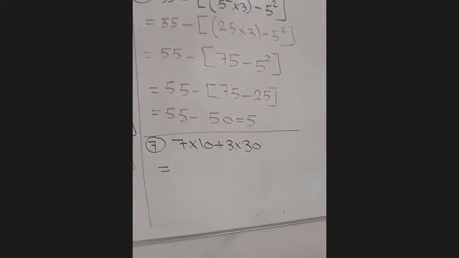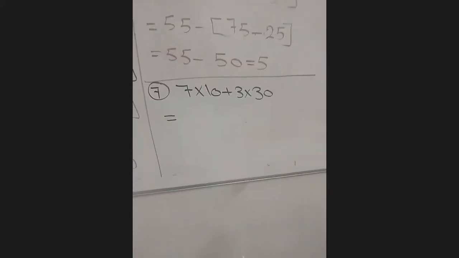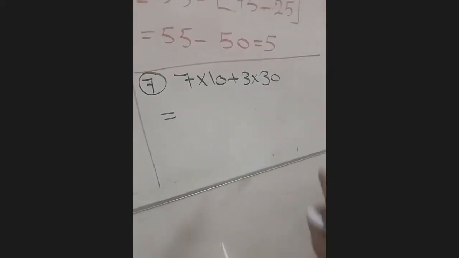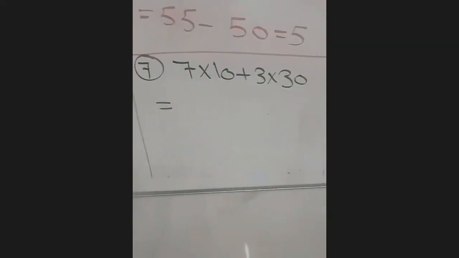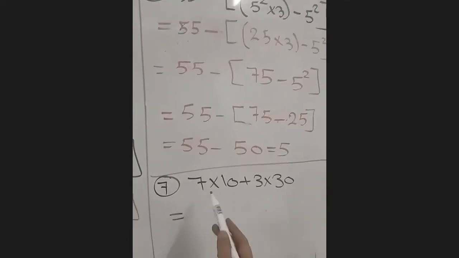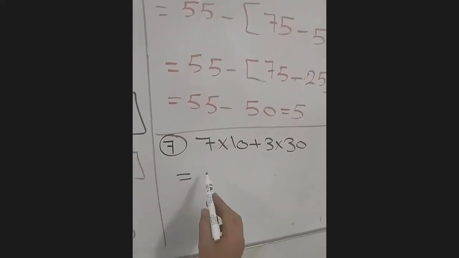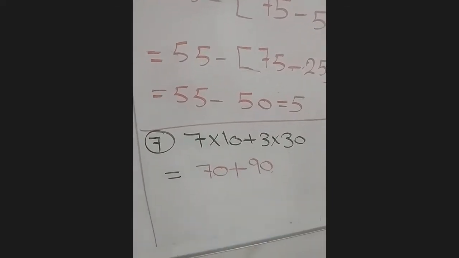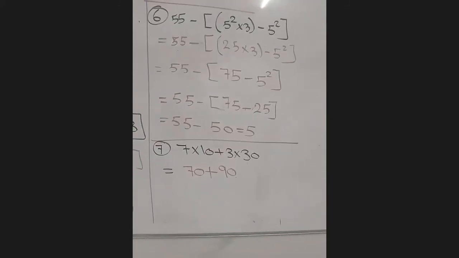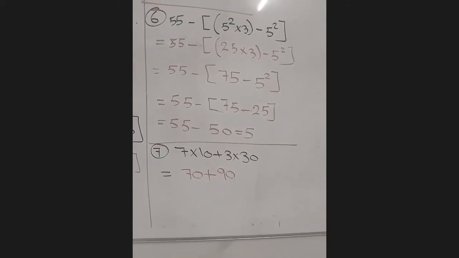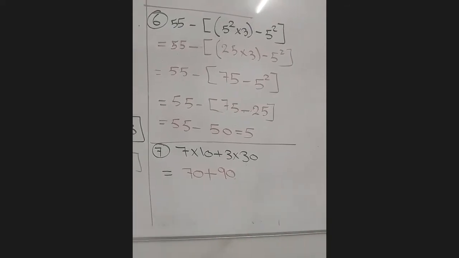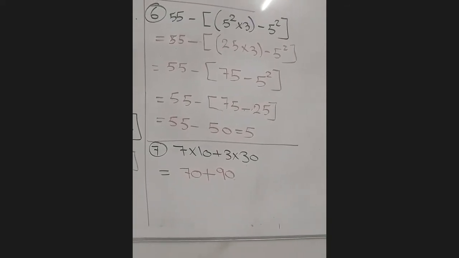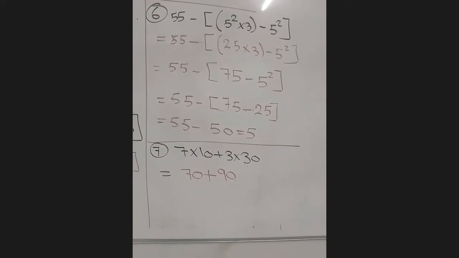Omar Samer. Yes, mister. Yalla, Omar. Do we have parentheses? No. Do we have exponents? No. Do we have multiply or divide? Yes, we have multiply. I will multiply this one, then this one. 7 multiply 10 equals 70, and 3 multiply 30 equals 90.